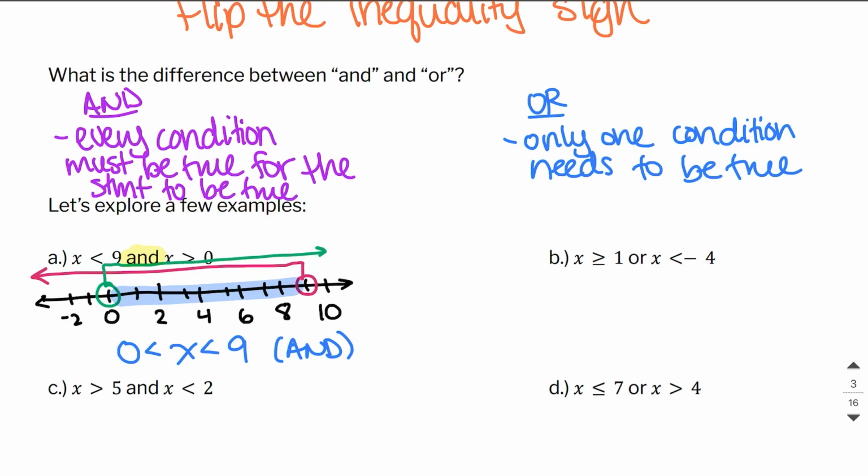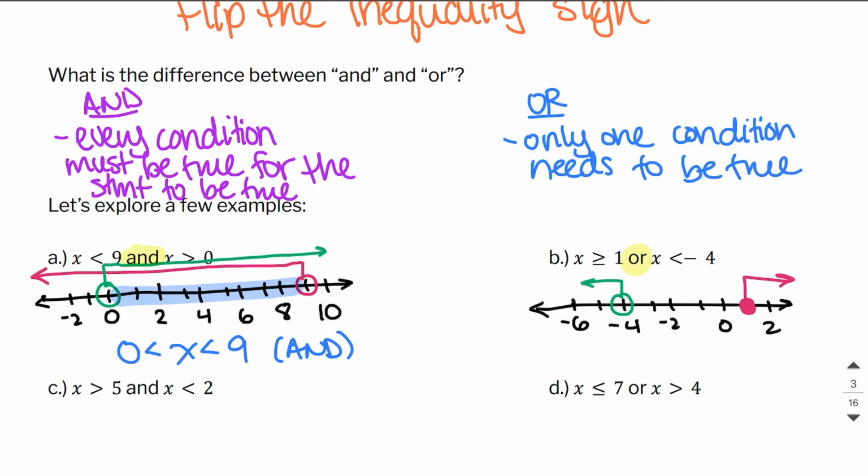All right, now let's take a look at the next one right here. x is greater than or equal to 1 or x is less than -4. The smallest number we have here is -4, so we'll go a little bit to the left of -4, and a little bit to the right of this 1 that we have right here. The first statement says that x is greater than or equal to 1, so I would go to the right. And then the second statement says that x is less than -4.